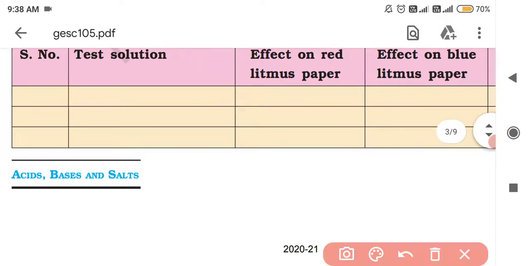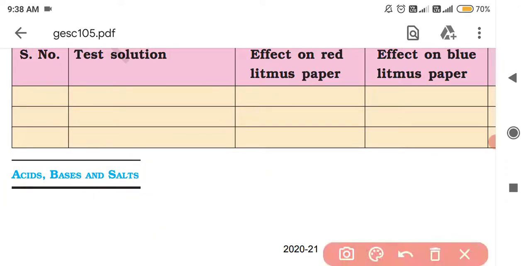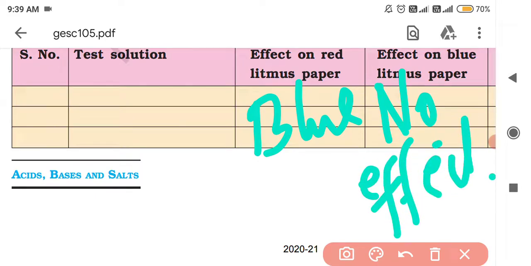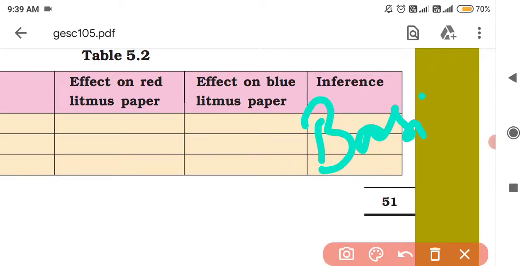Lastly, I think it is number 12. Yes, lime water. Last is lime water. Lime water, that is chuna, in Hindi we can call it chuna, lime. So lime water is basic in nature. It will change the red litmus to blue, and there will be no effect for blue litmus paper. Okay, and the nature is basic again.